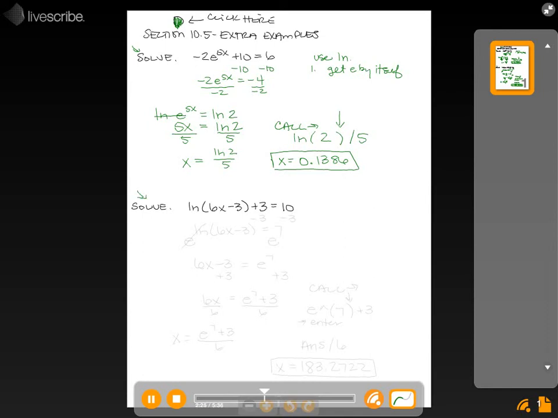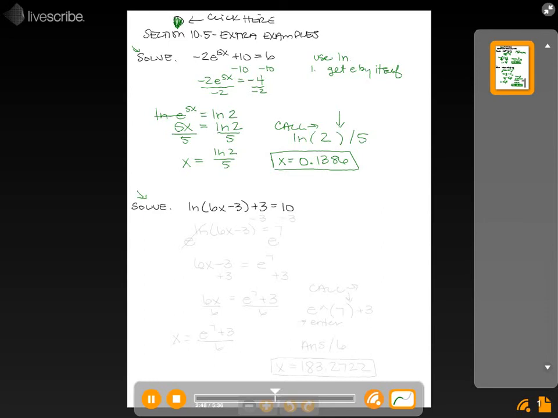Second example here, we're going to start with a natural log. We're basically doing the same thing. It's just we're using an e to solve it instead of natural log. So our problem is the natural log of the quantity 6x minus 3, plus 3 equals 10. First thing we want to do is get the natural log by itself.